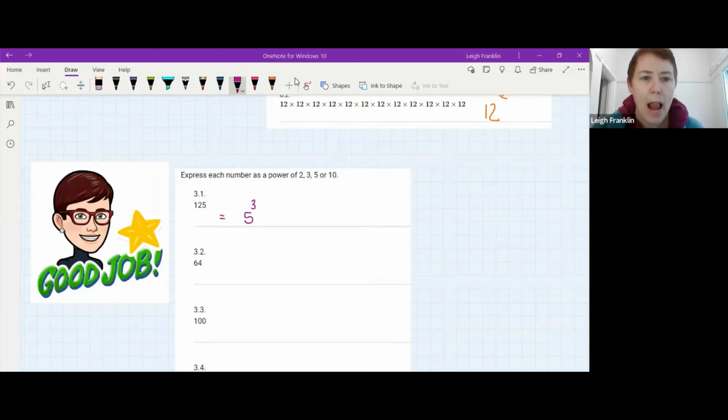You would say 4 to the power of 3, fair enough. But if I'm only allowed to use a 2 or a 3 or a 5 or a 10 as a base, how would that change my answer? It is 4 to the power of 3, but I'm not allowed to use a 4. I've got to use a 2 or a 3 or a 5 or a 10. What would I do then?